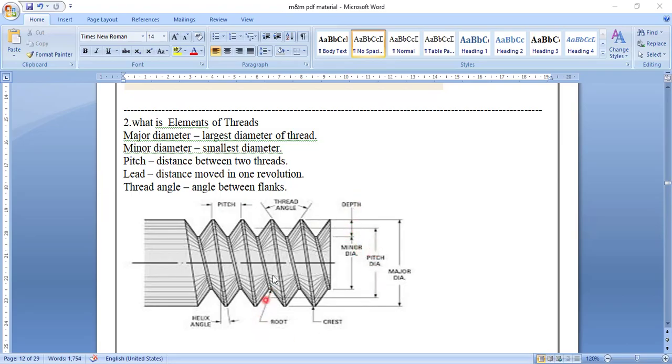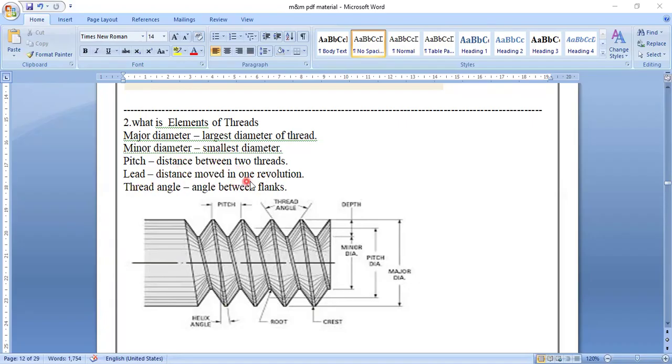This is also the root. This is a helical thread. You can see this is 45 degrees. If there is an angle, it is called the helix angle. Here pitch is shown. Thread angle means the angle between two successive flanks. Root is the core part of the threading, and crest is the highest part of the threading. So major diameter is the largest diameter, minor diameter is the smallest diameter, and pitch is the distance between two threads.